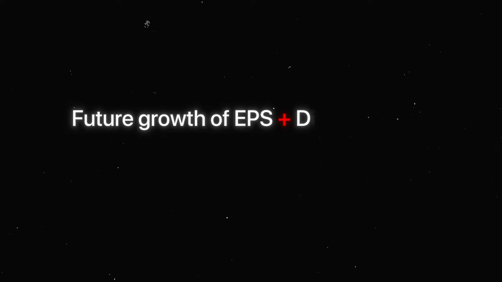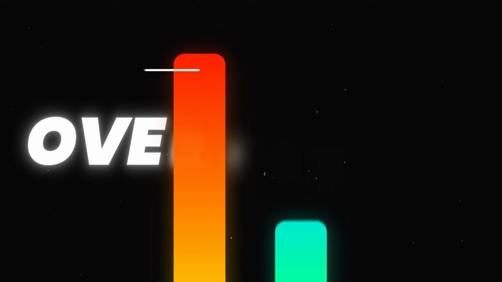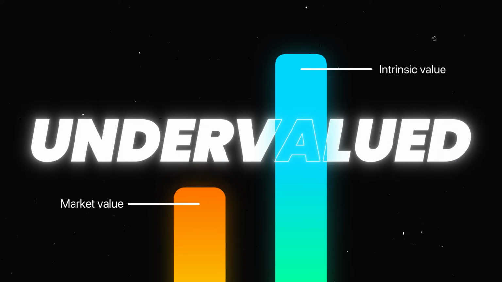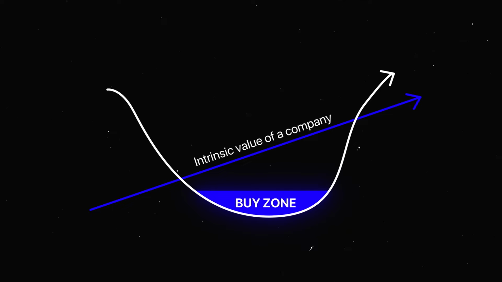But the question is, what is the formula? The formula is simple. You take the future growth EPS plus the current dividend yield for that company, and then you divide that number by the current PE ratio. Depending on the result, you can see if a company is undervalued or overvalued. This formula works because it prevents you from paying too much for a particular company.